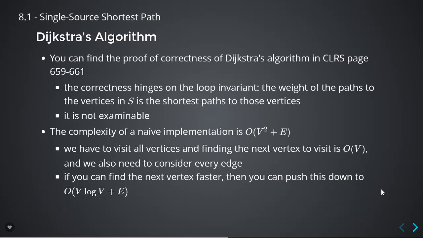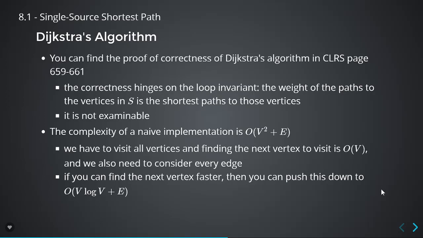If you want to find the proof of correctness for Dijkstra, you can go to CLRS, page 659 to 661. I'm not going to ask that in the exam, but really, the correctness hinges on just one invariant: the weight of the path to the vertices in S is the shortest path to those vertices. And you can see in the textbook they prove this. They prove that the invariant is true at initialization. The maintenance one is the one that takes a while to go through, and of course the termination gives you the correctness of the algorithm.